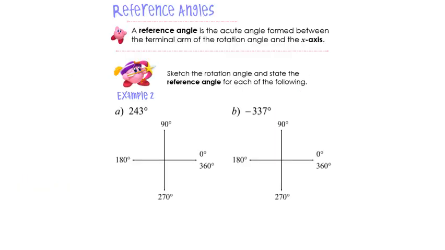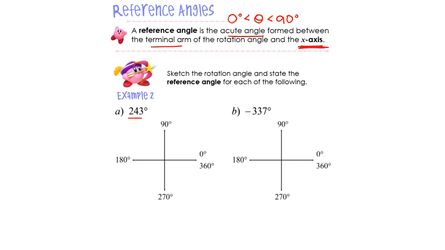A reference angle is the acute angle. Acute meaning that you have an angle that's in between 0 degrees and 90 degrees. It's always going to be the angle formed in between the terminal arm and our x-axis. So for example number 2, we want to sketch the rotation angle and then state its reference angle for each of the following. So for A, I've got 243 degrees.